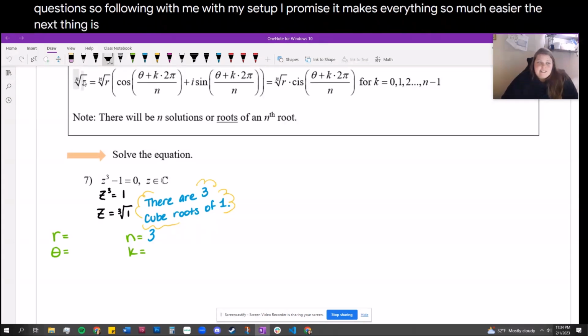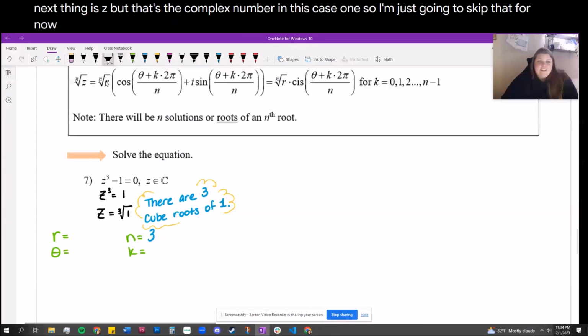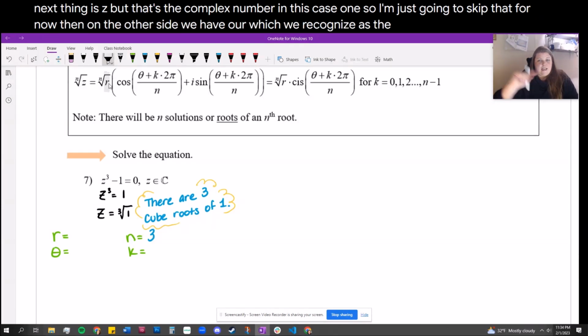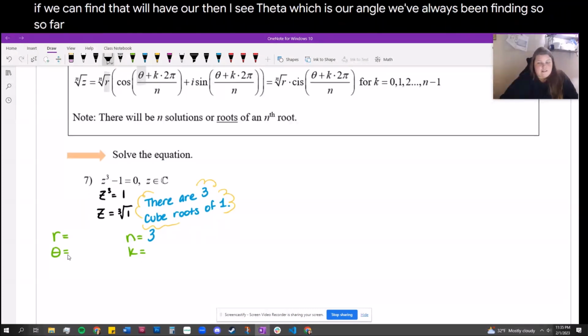The next thing is z, but that's the complex number, in this case 1. So I'm just going to skip that for now. Then on the other side we have r, which we recognize as the hypotenuse of the triangle. So if we can find that, we'll have r. Then I see theta, which is our angle we've always been finding. So far nothing is new.